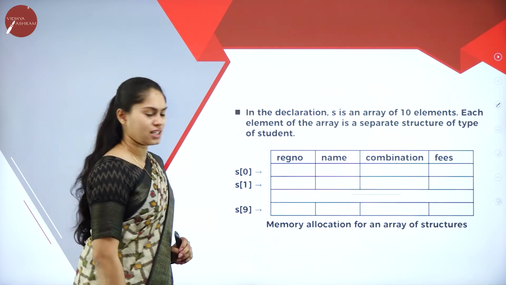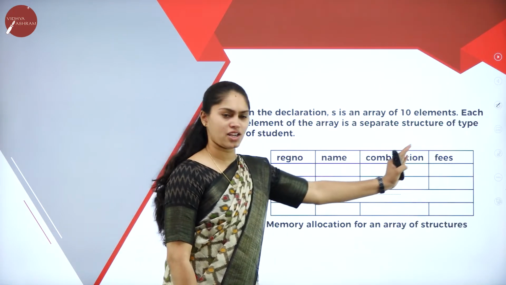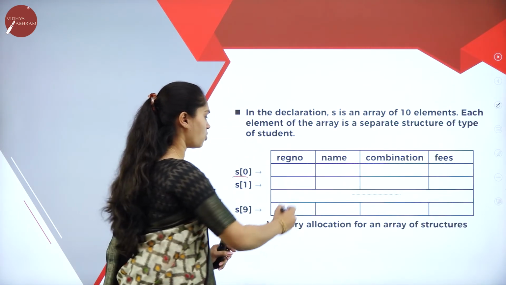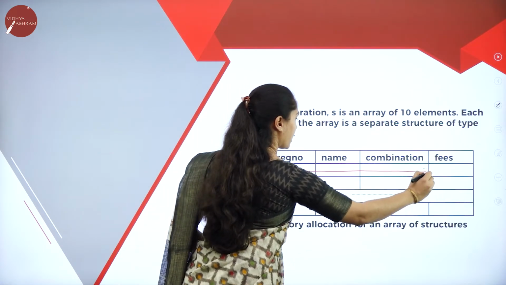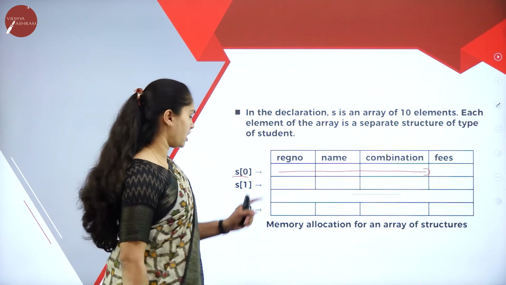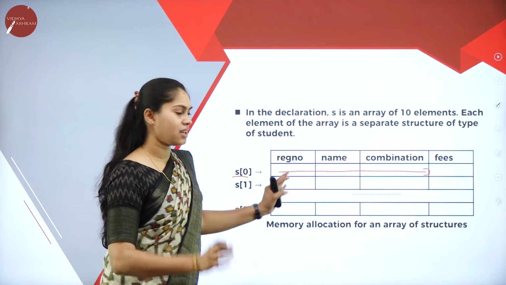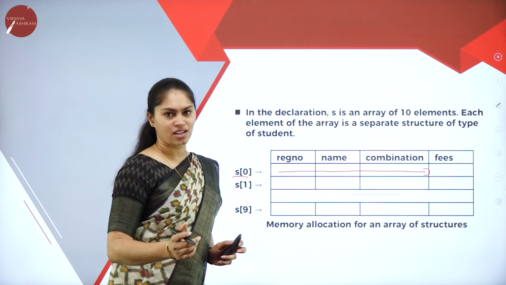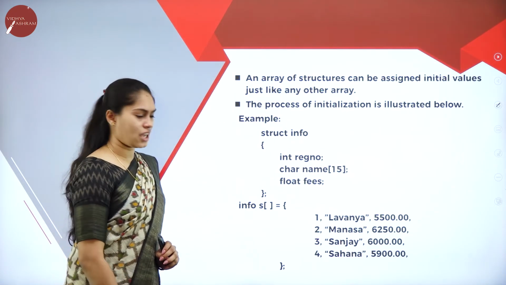And I can also see that here S of 0 will have register number, name, combination and fees. So each of these will be considered as an element. This line will be considered as one element of an array. So I can have any number of elements in an array, and each element will act as a structure. And initialization is also possible for the array of structure.